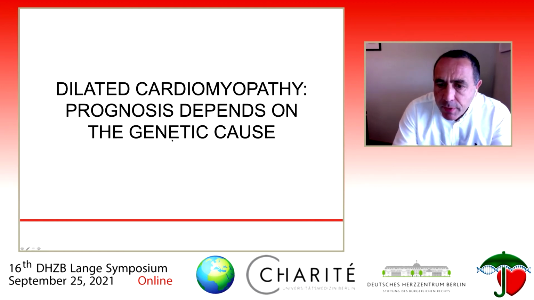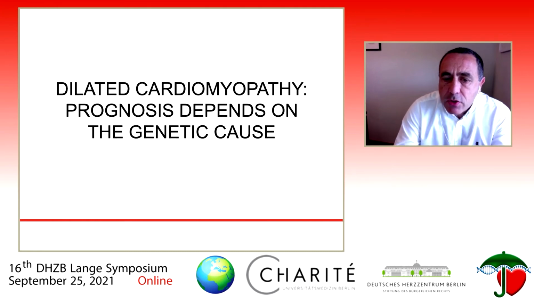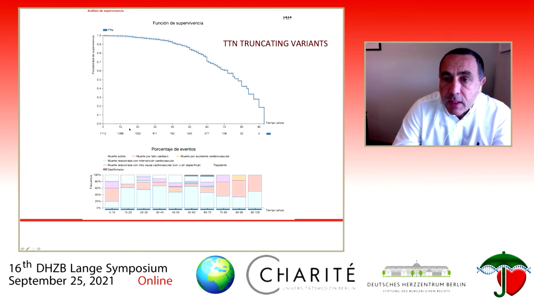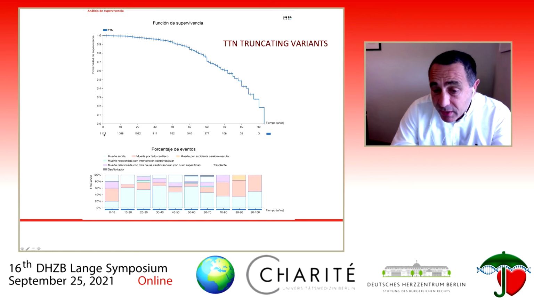In dilated cardiomyopathy, I will show you another example of how this works. The prognosis depends on the genetic cause, of course. These are titin truncating variants. More than 1,000 individuals collected, most of them from the literature. And here you see sudden death is interesting because in individuals from 10 to almost 70, sudden death is 50% of the deaths. So these people may die suddenly. The other question is they don't die suddenly when they don't have clinical manifestation of the disease.